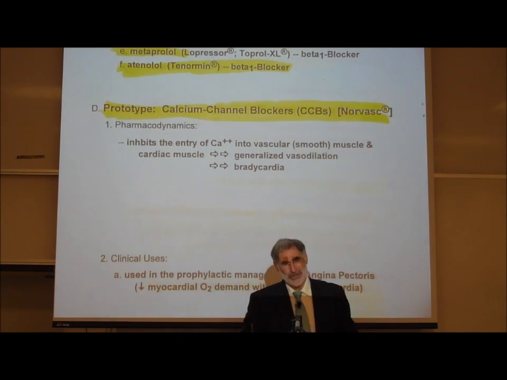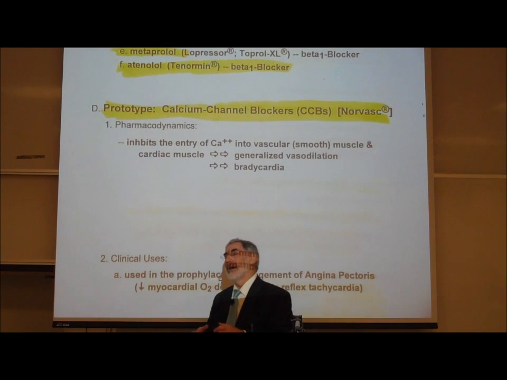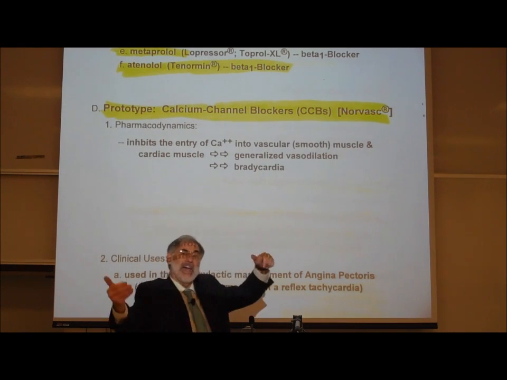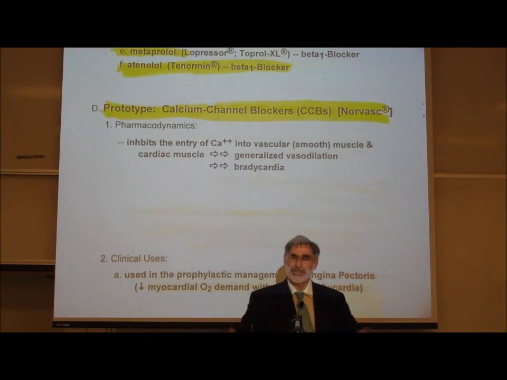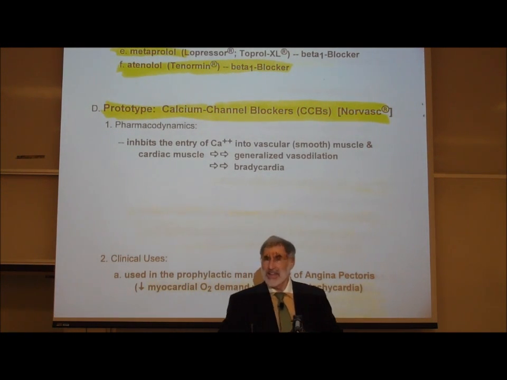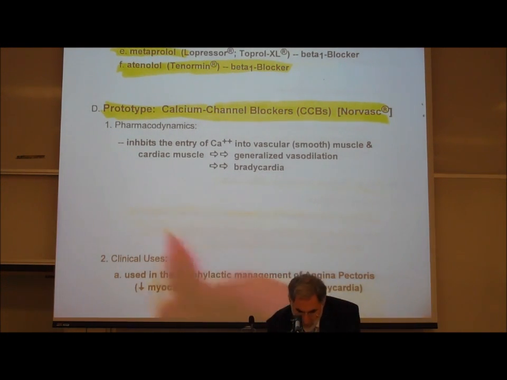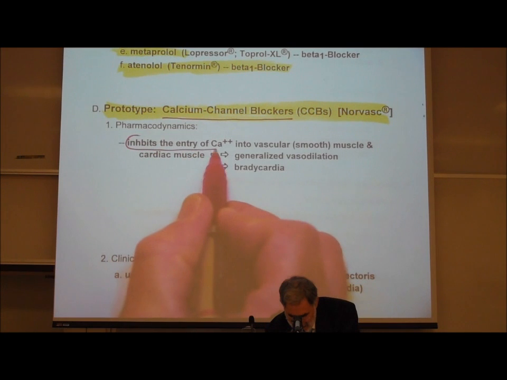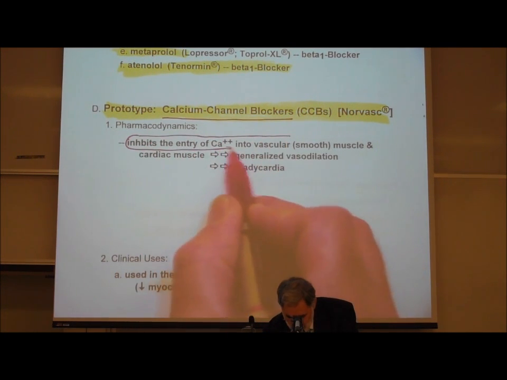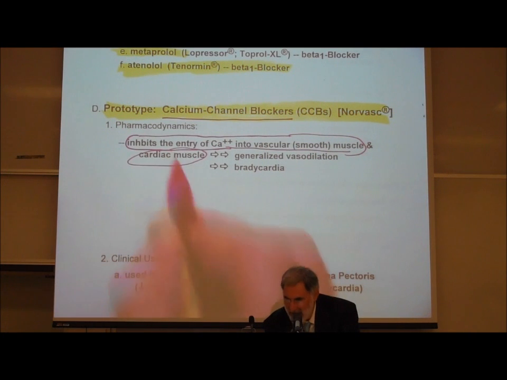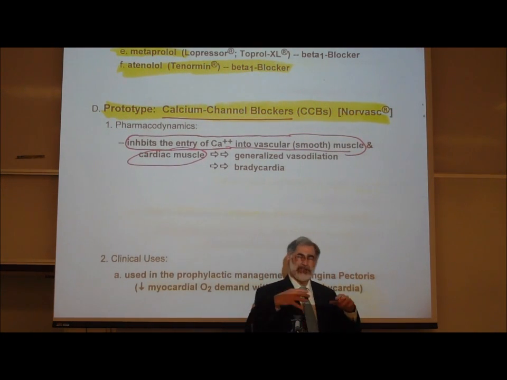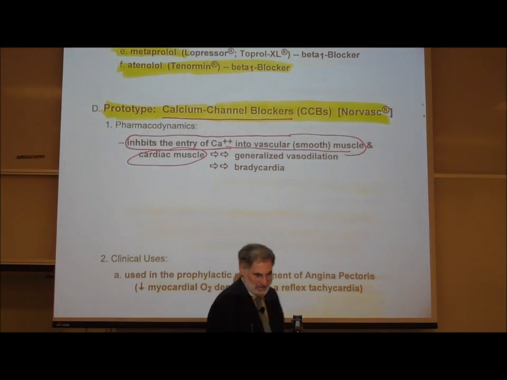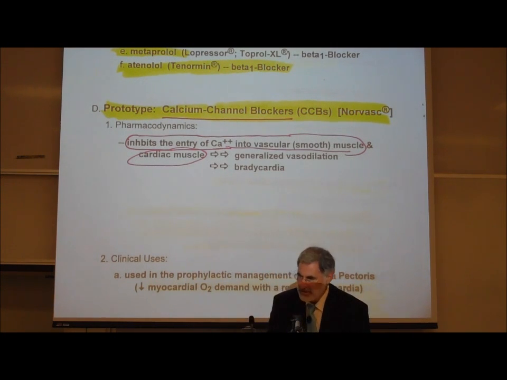So skeletal muscle cells store calcium internally, but heart muscle and visceral smooth muscle have channels, pores that open up, and the calcium flows into the heart muscle cells and into the vascular smooth muscle cells, and that's needed for them to contract. So, what would a calcium channel blocker do? It inhibits the entry of calcium ions into vascular smooth muscle and cardiac muscle. It reduces the flow of calcium ions into heart muscle and into visceral smooth muscle, including vascular smooth muscle, visceral smooth muscle in the walls of vessels.